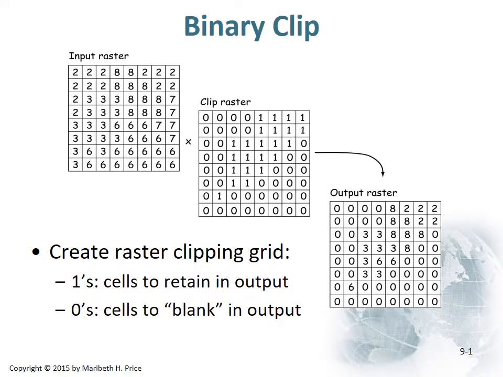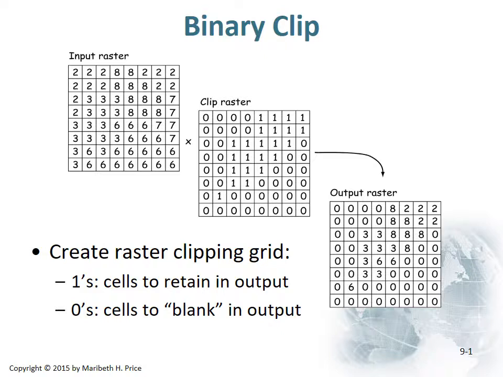A variation of the mask would be to apply a binary clip using multiplication. So here we've got example rasters: an input, a clip raster, and an output. The input has values of some kind, something to do with the cell values. We don't have to know what they are. The clipping raster is ones and zeros, and this is one that you can create using standard map algebra if you need to, or reclassing information.